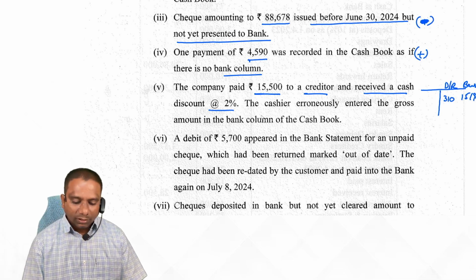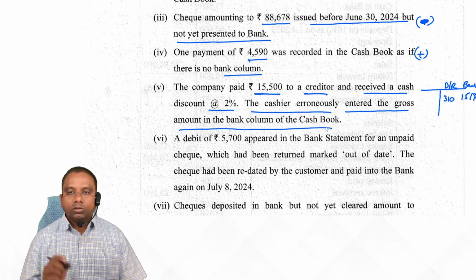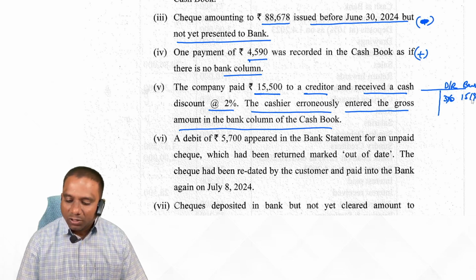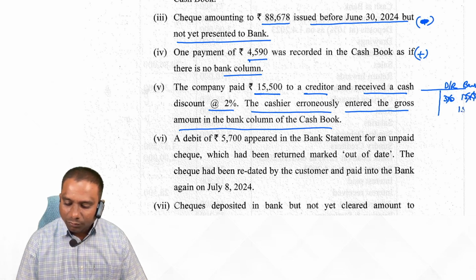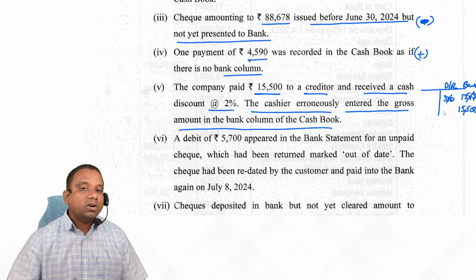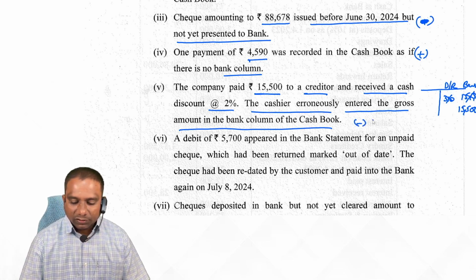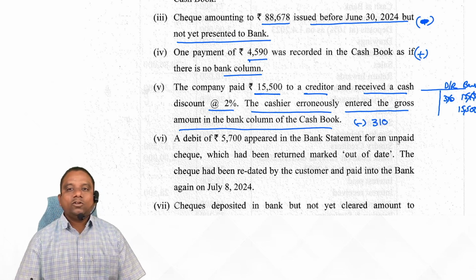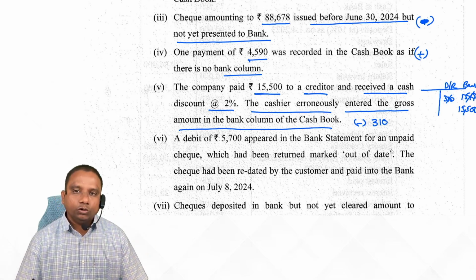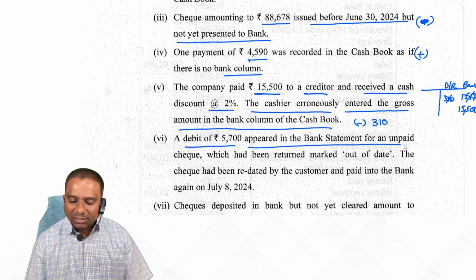But the cashier erroneously entered the gross amount in the bank column of the cash book. That means he did not write 310 rupees in the discount received column, but he has written 15,500 in the bank column. That means cash book overdraft increases, whereas passbook overdraft has not increased. So we have to deduct 310 rupees. Don't forget, not 15,500. Discount amount only we have to reduce. Next, a debit of 5,700 appeared in the bank statement for an unpaid check.